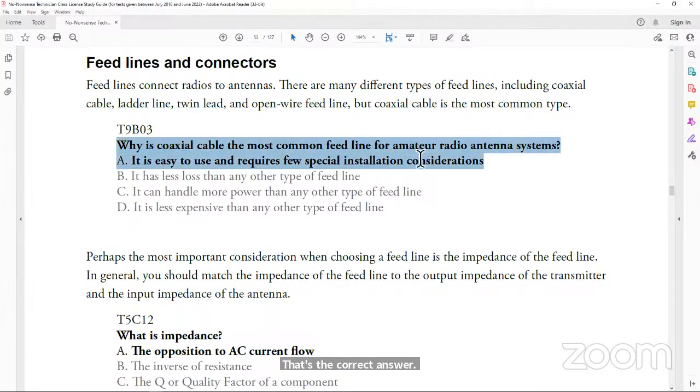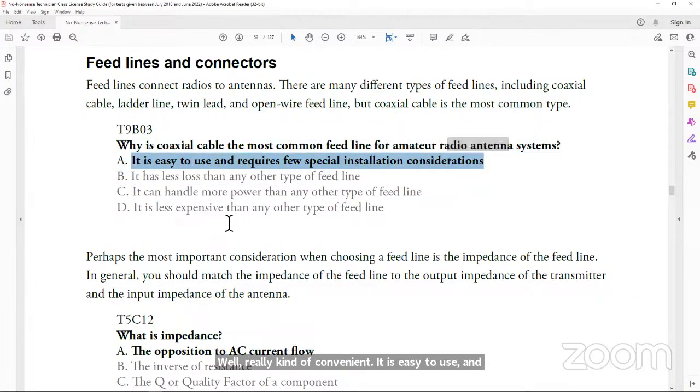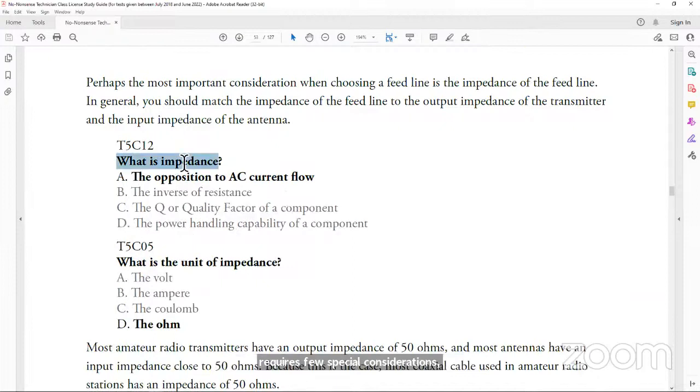Next question in the question pool. Why is coaxial cable the most common feed line for amateur radio antenna systems? Well, really kind of convenient. It is easy to use and requires few special considerations. Easy peasy.